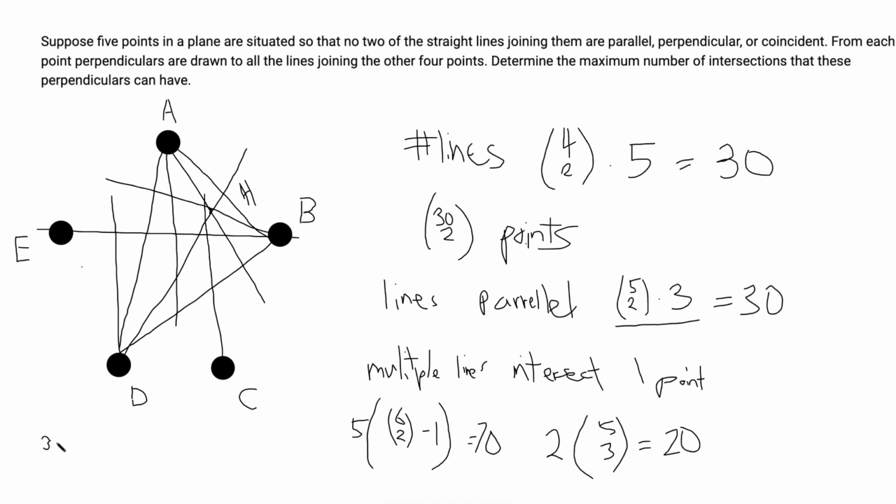So taking all the points we counted and subtracting the points that we overcounted, we get 30 choose 2 minus 30 minus 70 minus 20. And that should equal 315.